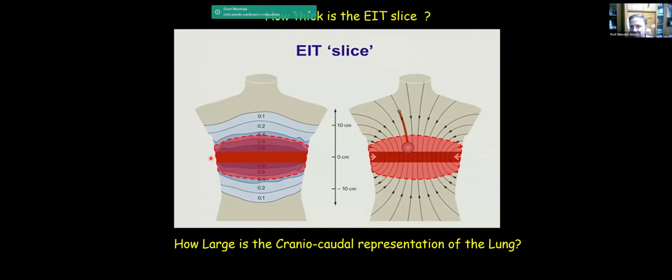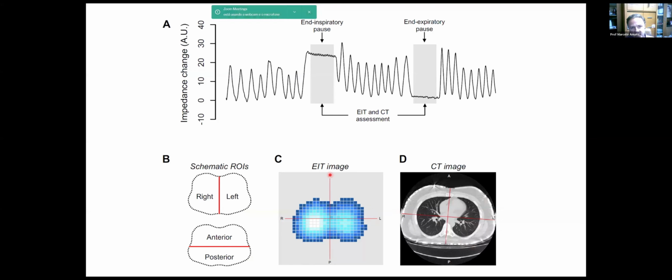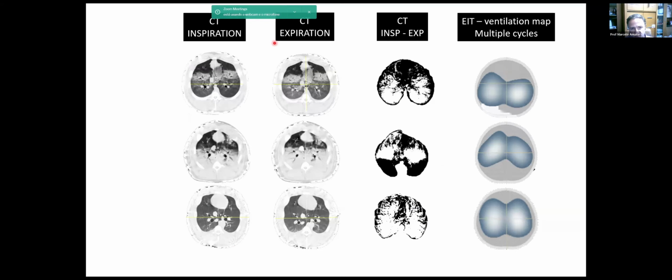We did 2 studies to understand this question. So how large is the cranial caudal representation of the lung? In these studies, we did an inspiratory pause and an expiratory pause. We have a CT evaluation here, CT evaluation here, and then we subtracted both CTs. And then we have whole lung CT, and we compare this whole lung CT with EIT. So you have the CT during inspiration, during exhalation, we subtract.